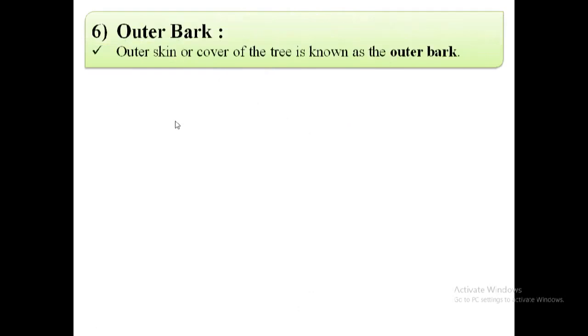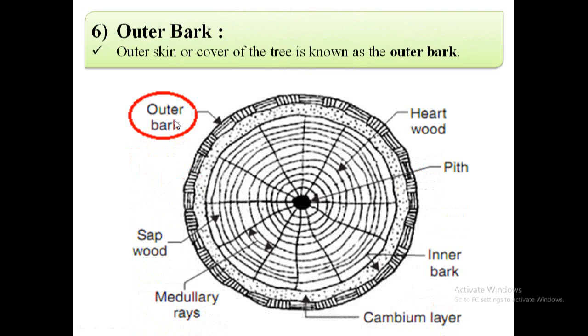Sixth component is outer bark. Outer skin or cover of the tree is known as the outer bark. So in this image we can see this is the outer bark, which is the outer skin or cover of the tree.